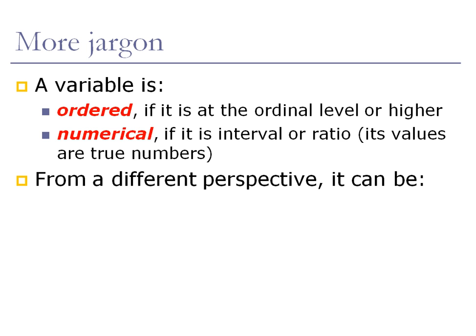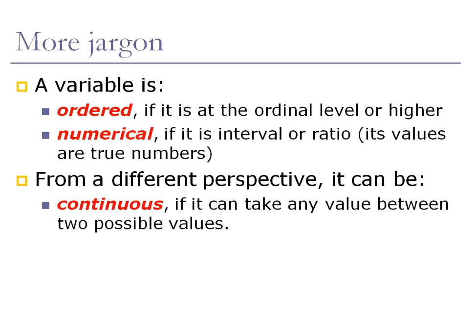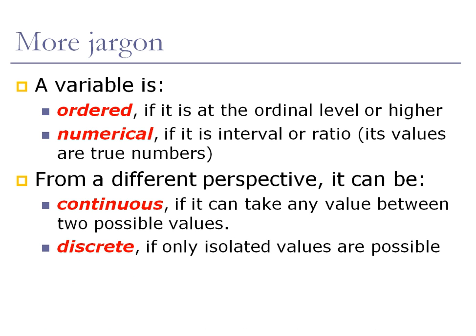From a different perspective, we can say that a variable can be continuous if it can take any value between two possible values. So for instance, your height could be 150 or 160 centimeters, or the height of people, and so can be any number in between, right? Even 153.7287. Now, we may not be able to measure it that accurately, but it is theoretically possible.